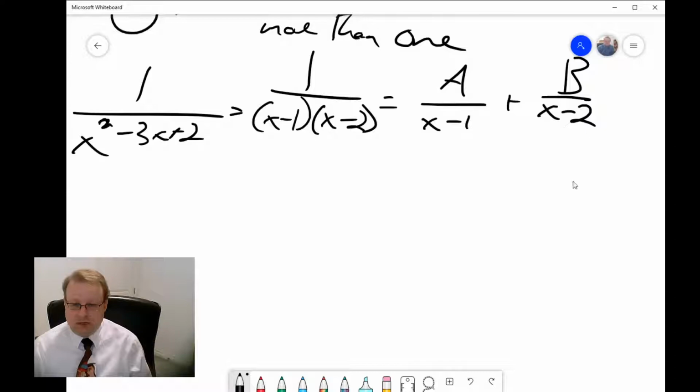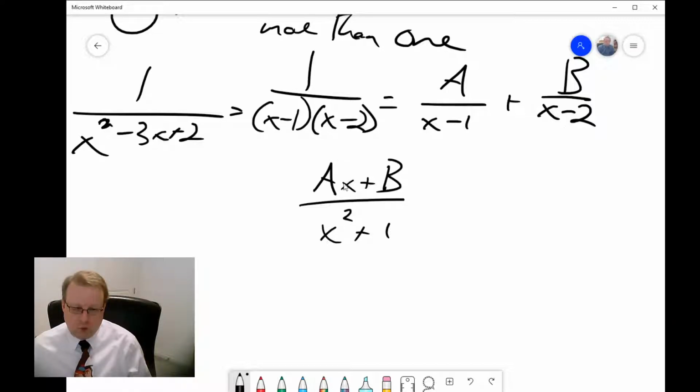to have one unknown constant over each of these two factors. So we've written it this way. And as long as we have linear factors down here, we can have constants on top. If we have, say, an x squared plus 1 in the denominator that we cannot further factor, that has to be under a numerator of 1 less degree. So if you cannot break down a degree 2, you must have a degree 1 numerator. If you cannot break down a degree 3, you must have a degree 2 numerator, and so on. But this would be convenient.